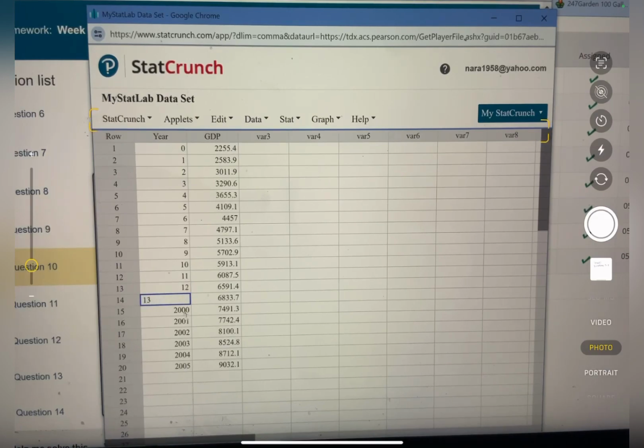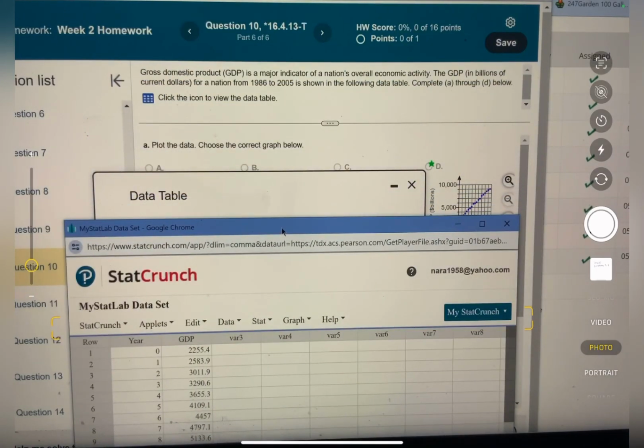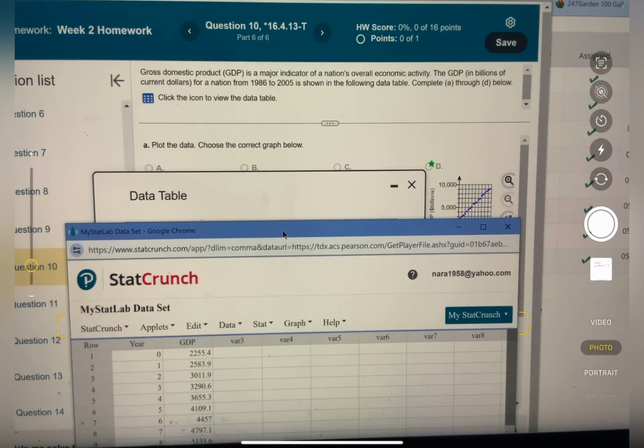Plus your plot is also delimited like that. 15, 16, 17, 18, 19. Yes, is this what we have? Let me see. 86 minus 9. Yes.